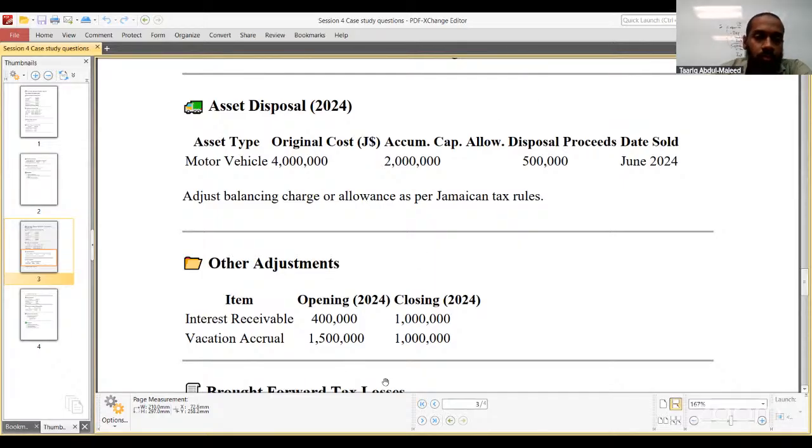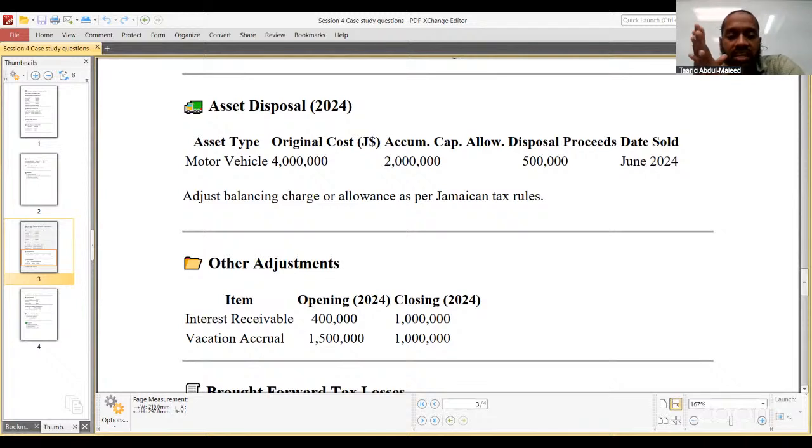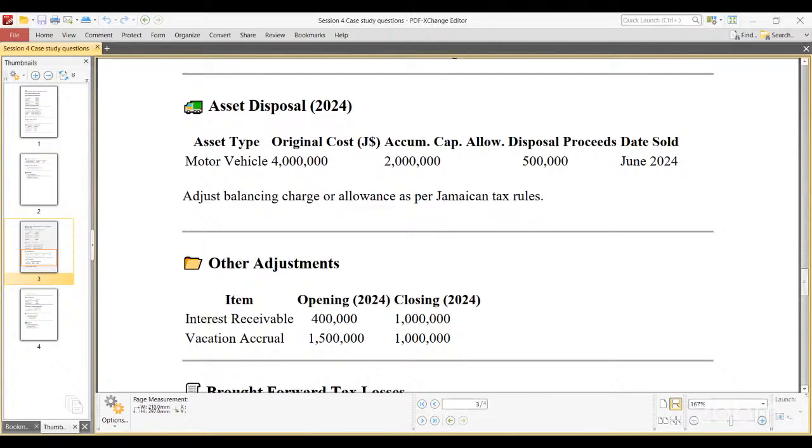Come to the vacation. The vacation as well, we know it's a 500,000 difference, a decrease. So I understand the vacation reduced, but I'm not understanding the interest receivable part. All right, are you all using the template that I gave? Do you have the 500? Hold on, hold on. Are you all using the template? Hold on a second. Are you using the template? Yes, I'm using the template.